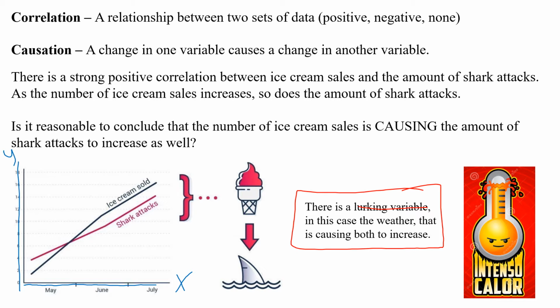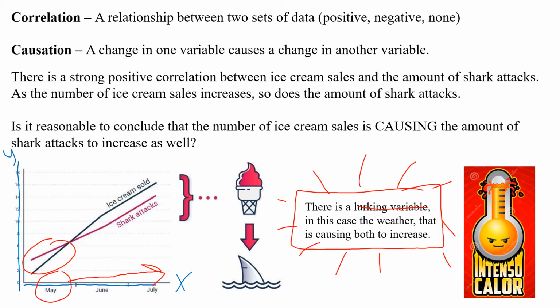If you notice, in May they're both pretty low, but as soon as June and July hit, there's warmer weather and more people are going to go out and swim. If there are more people out in the ocean, they're more likely to experience a shark attack. Same thing with ice cream sales: the hotter the weather, the more the ice cream sales increase. So the lurking variable is the temperature, which is not part of the graph to begin with. That's why it's called a lurking variable. It's hidden in the background.